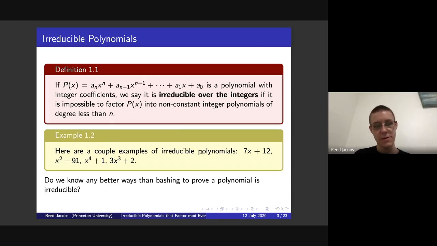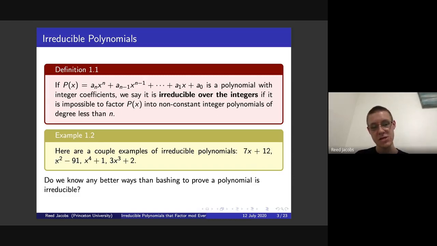So here are some examples of irreducible polynomials. 7x plus 12 is an example because since it has degree 1, it's already completely factored. The only way to further factor it would be to have factors of degree 0, and the definition says those aren't allowed.